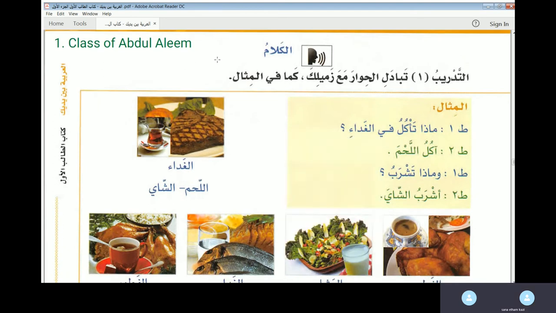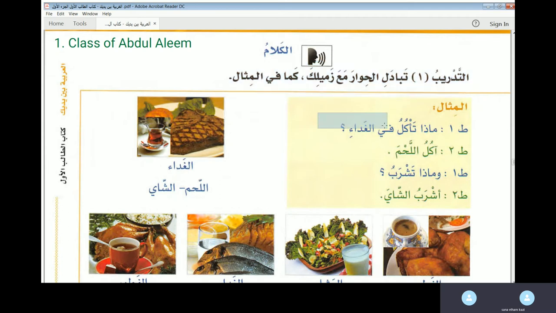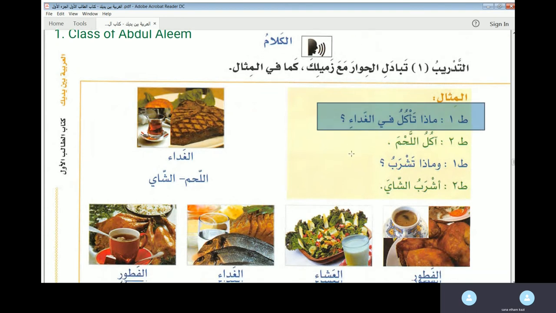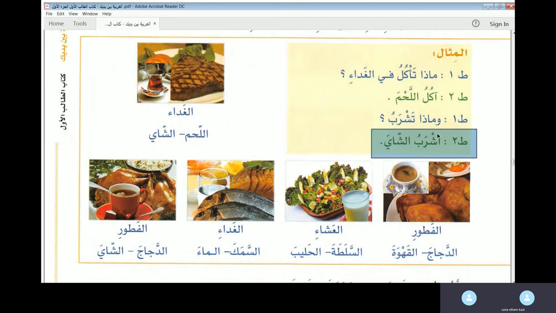At-tadrib al-awwal. تبادل الحوار مع زميلك. Exchange the dialogue with your colleague, كما في المثال, as shown in the example. ماذا تأكل في الغداء? What do you eat for lunch? أكل اللحمة. I eat meat. وماذا تشرب? And what do you drink? أشرب الشاي. I drink tea.